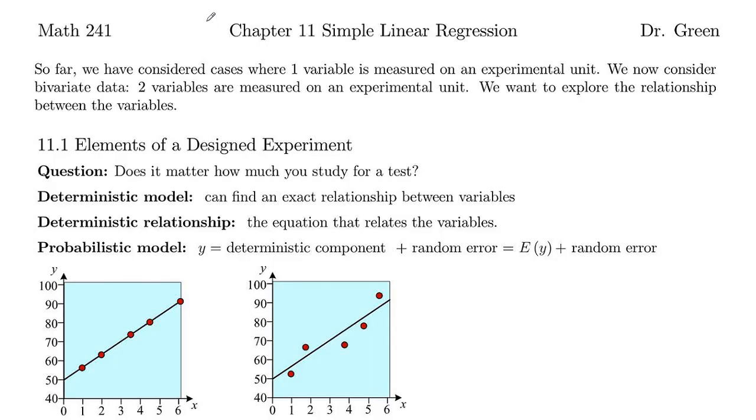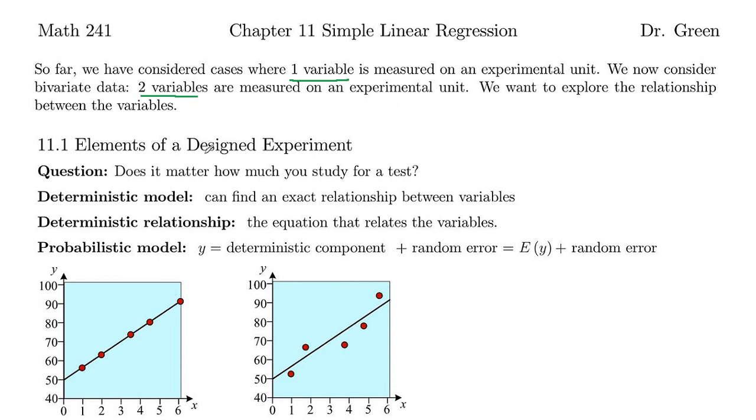Here in Chapter 11, we want to consider a process called linear regression. So far we had only considered one variable at a time that's measured on experimental units. We now want to consider bivariate data, or two variables at a time. So we'll have an independent variable and a dependent variable. And we want to look at the relationship here between those two variables.